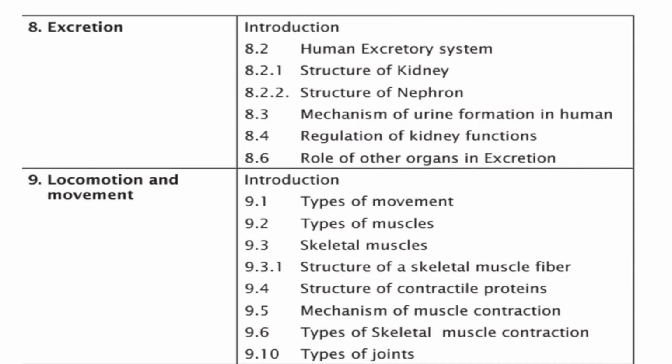8th chapter, excretion. 8.2 human excretory system, 8.2.1 structure of kidney, 8.2.2 structure of nephron, 8.3 mechanism of urine formation in human, 8.4 regulation of kidney functions, 8.6 role of other organs in excretion. 9th chapter, locomotion and movement. 9.1 types of movement, 9.2 types of muscles, 9.3 skeletal muscles, 9.3.1 structure of a skeletal muscle fiber, 9.4 structure of contractile proteins, 9.5 mechanism of muscle contraction, 9.6 types of skeletal muscle contraction, 9.10 types of joints.